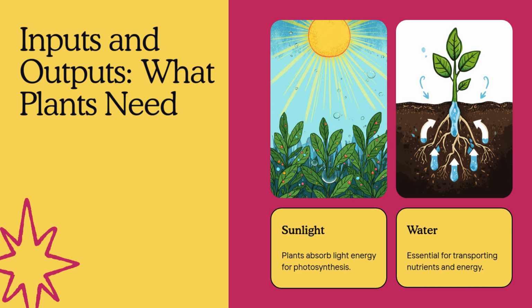Outputs: what plants produce. Outputs are the substances plants produce during photosynthesis. One: glucose, C6H12O6. Glucose is the food for the plant. Plants use it for energy, growth, and repair.